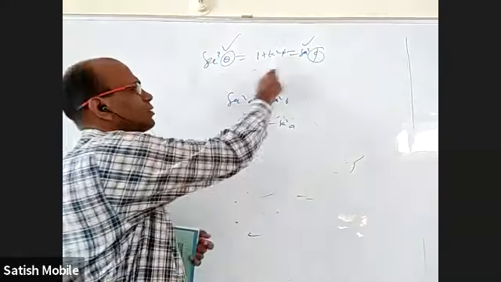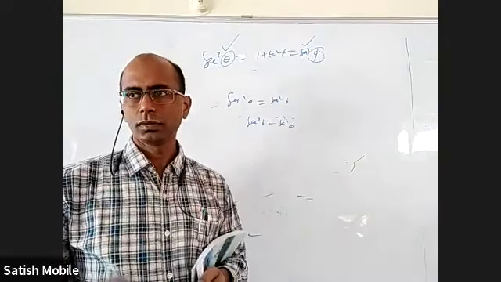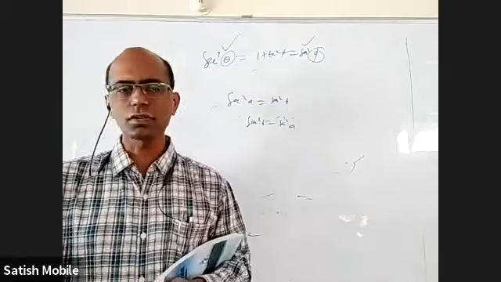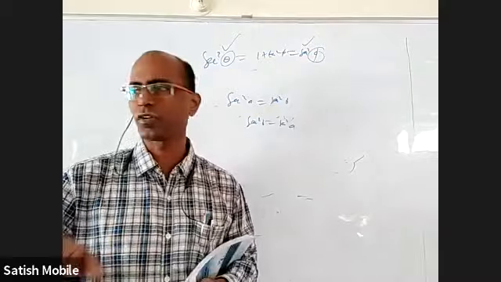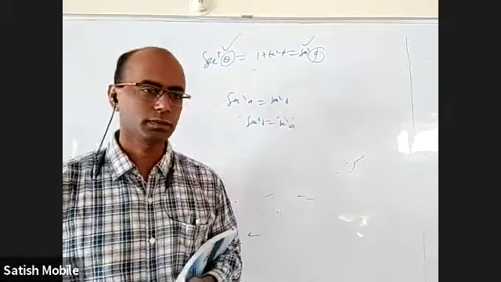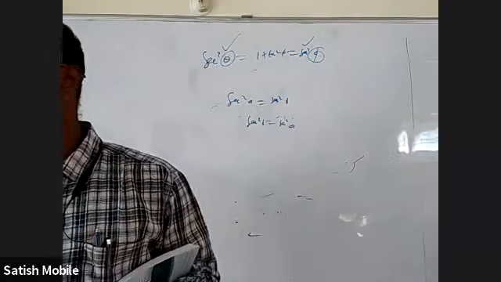Is secant square theta equal to secant square phi for all real numbers? Every real number and same number, will it satisfy? I can say secant square 30 degrees equals secant square 30 degrees. 30 comma 30 is okay, 45 comma 45, 70 comma 70, but not 90 comma 90. Right? Secant square 90 is not defined.